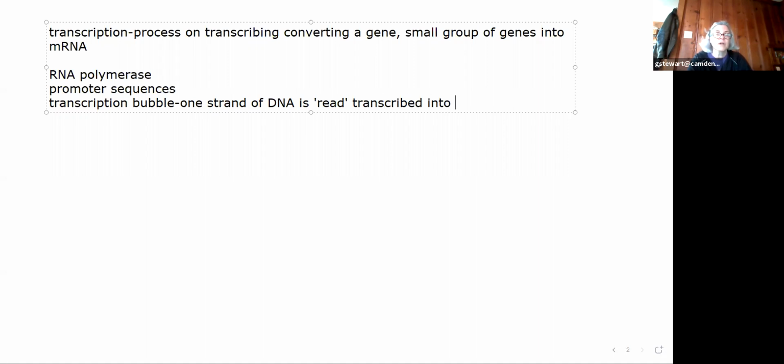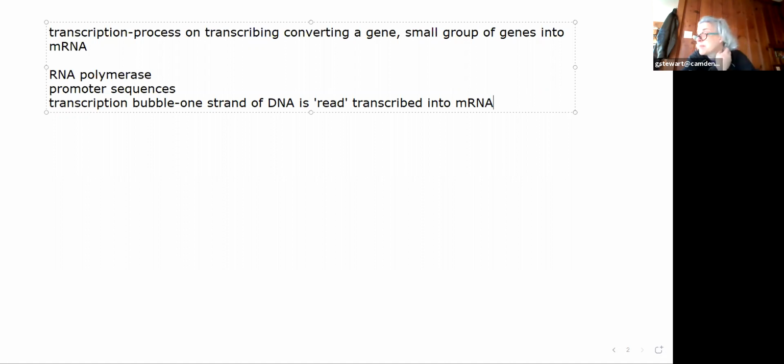into messenger RNA, and that would be the 3' to 5' strand, because the message is going to be complementary and anti-parallel to the DNA. So the messenger RNA is going to be read from 5' to 3'. It's going to bind to the ribosome on the 5' end and be read 5' to 3' into amino acids. So that 5' to 3' orientation is important because that comes up over and over again.